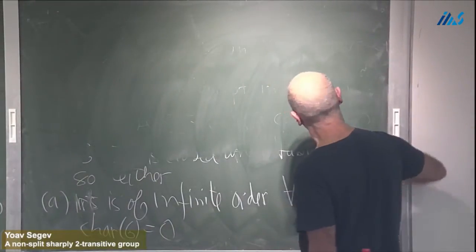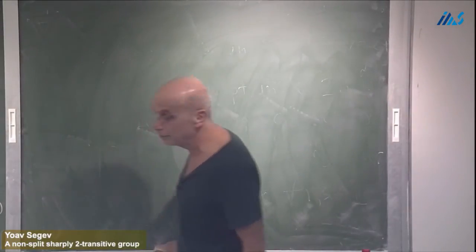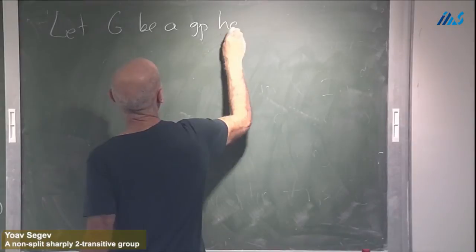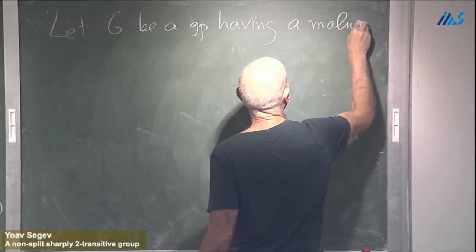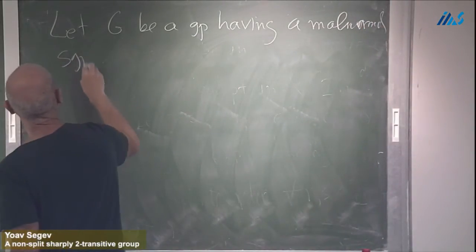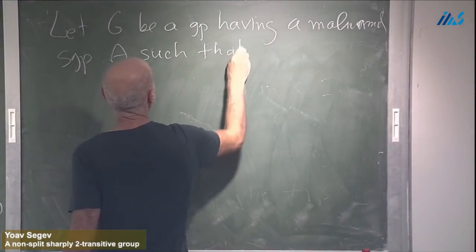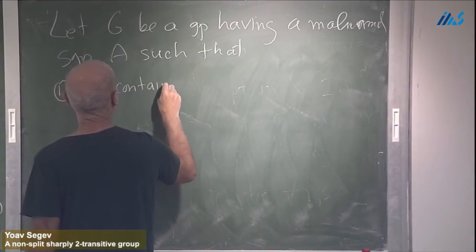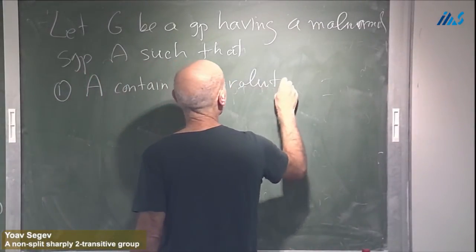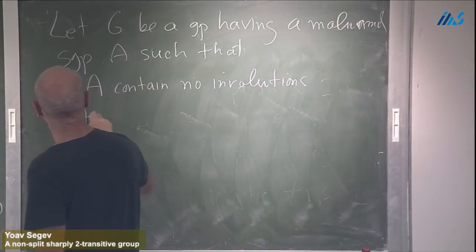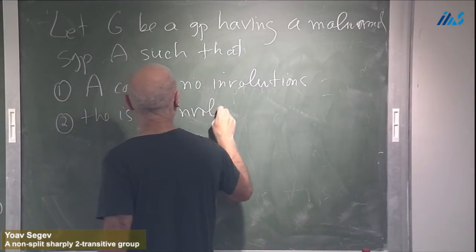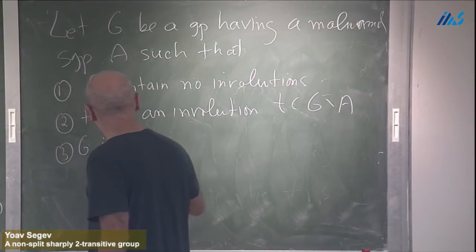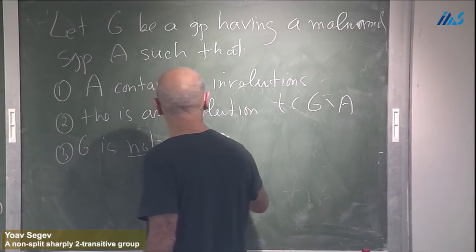Okay, so now I'm going to show you how to construct a non-split sharply two transitive group. Not with all the details. So let G be a group having a malnormal subgroup A such that: 1, A contains no involutions; 2, there is an involution T outside of A; and 3, G is not sharply two transitive on the cosets of A.